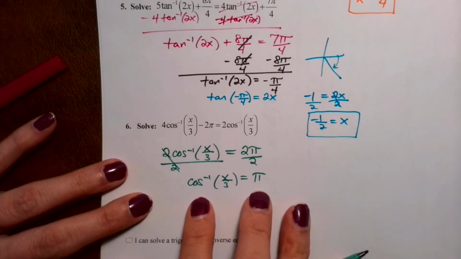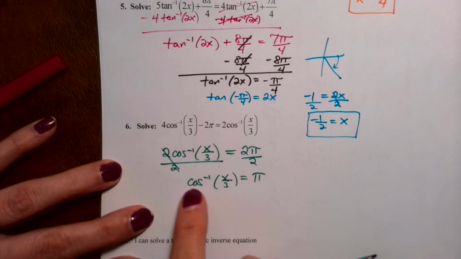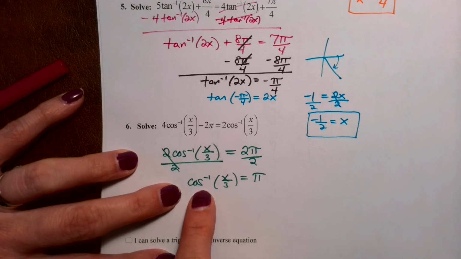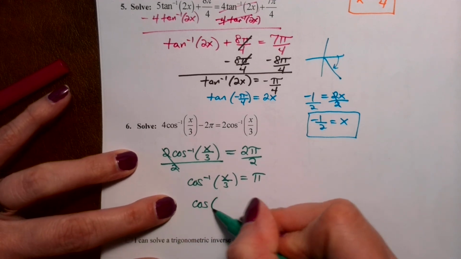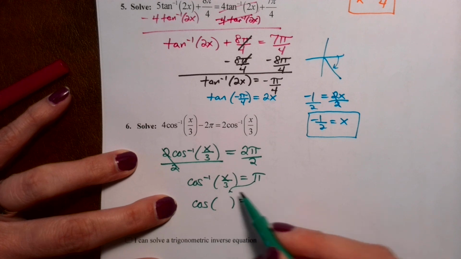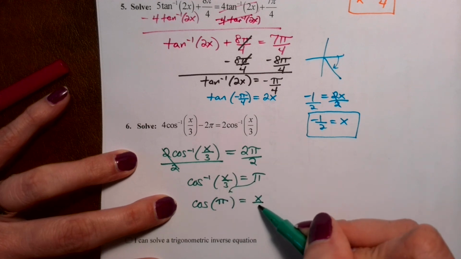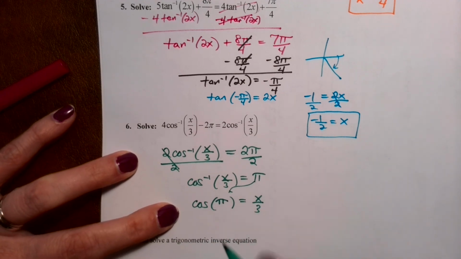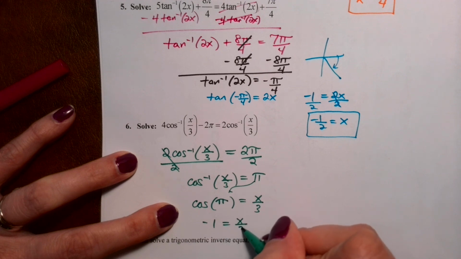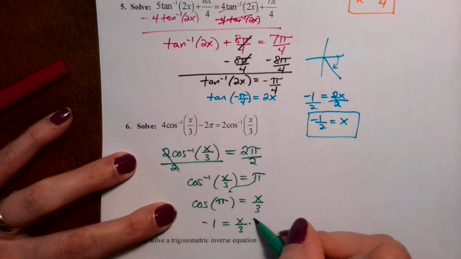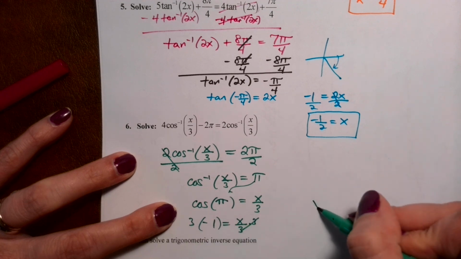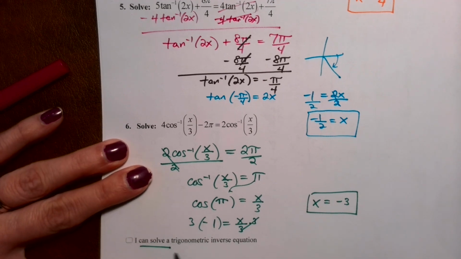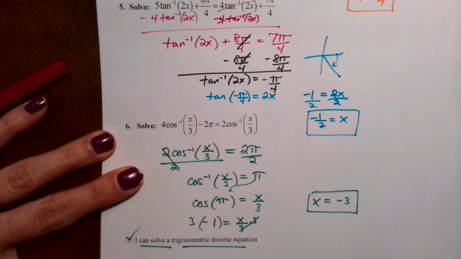Okay, any more algebra? No. Okay, what do you do when you're at the point where you can't do any algebra? You switch it to a forwards cosine. Cosine of, okay, and you switch these. You put the angle in here. You put the value over here. Okay, now I have to ask you, what is cosine of pi? Negative 1 equals x over 3. The final step would be to multiply both sides by 3, and x is equal to negative 3. Okay, I can solve a trigonometric inverse equation. I sure hope you can, pre-calc.